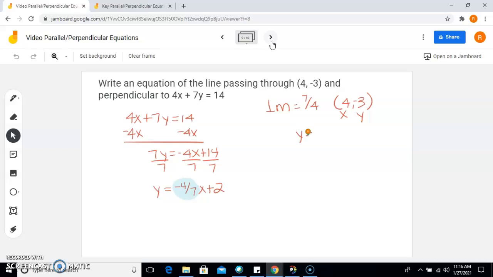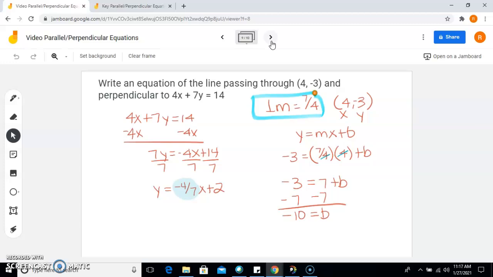We're going to go ahead and plug it into y equals mx plus b. So I have negative 3 equals 7/4 times 4 plus b. Whole number and denominator match, so I have negative 3 equals 7 plus b, and then subtract 7 from both sides, and I get negative 10 equals b. Final answer, the important things to me were my perpendicular slope and my y-intercept. So it should say y equals 7/4 x minus 10.